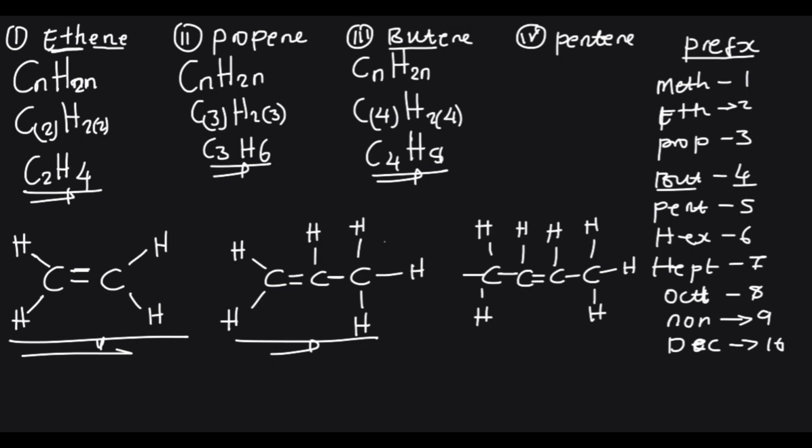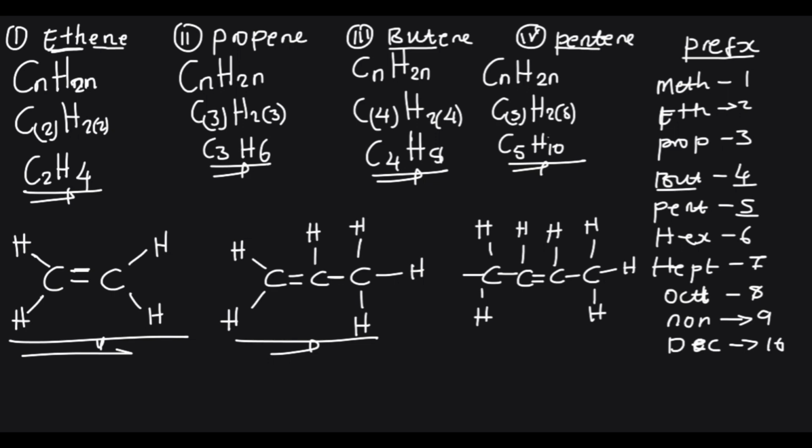Okay, so now for the last one, we have pentene. For pentene, we look at the first prefix here, pent-. Pent means 5, so this means that n is equal to 5. So we have CnH2n, then C5H here 2 times 5. C times 5 is C5, and 2 times 5 is 10 hydrogens.